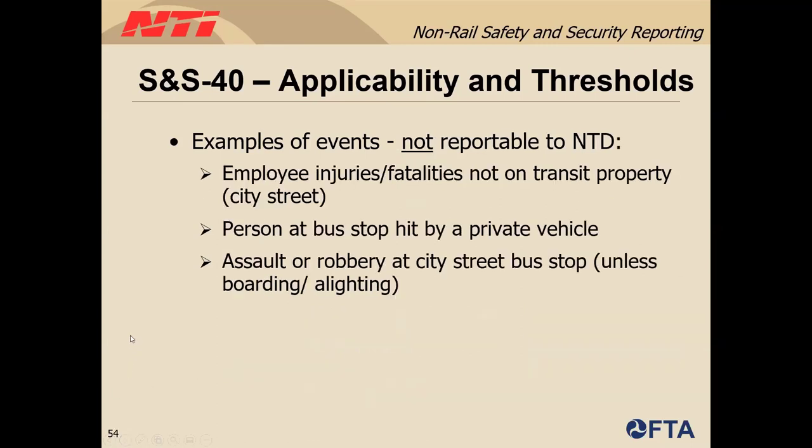Now we have some examples of events that are not reportable, such as employees injured on a city street or other property that is not transit-owned property. A person waiting at a bus stop who is hit by a car is not reportable since the person was not on transit-controlled property. An assault or robbery that occurs if the person is boarding or alighting at the time.